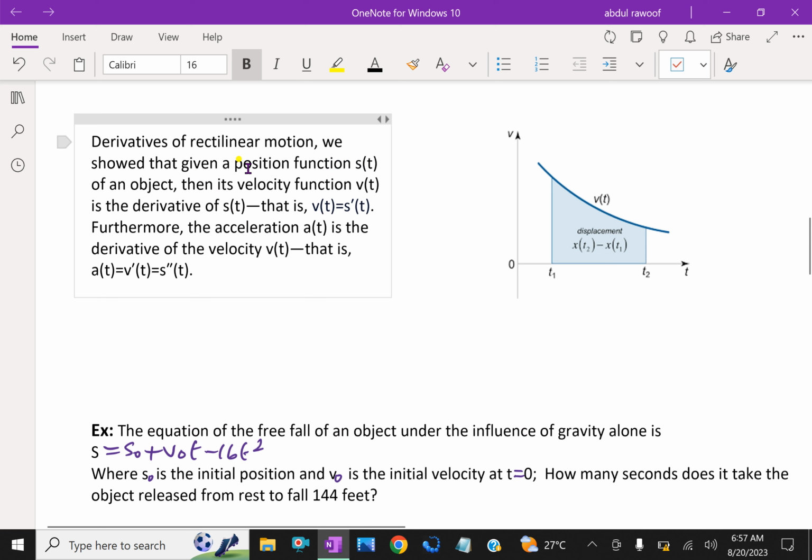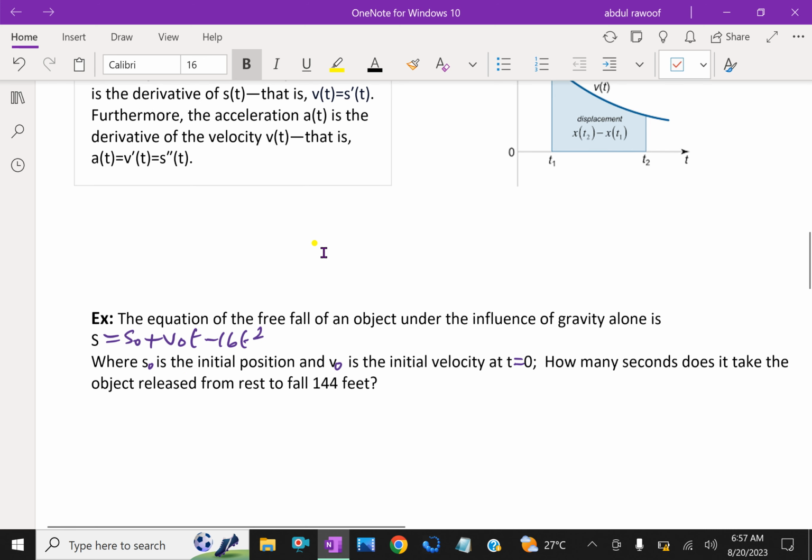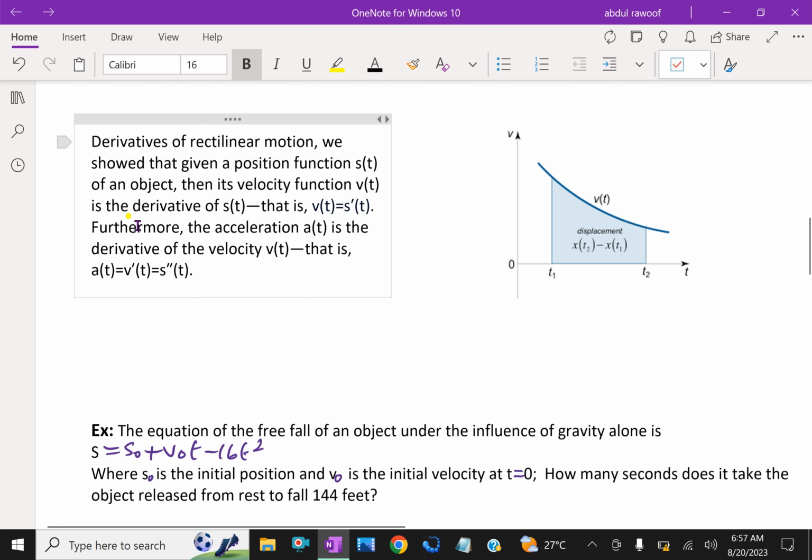Derivative of rectilinear motion, we showed that given a position function s of t of an object, then its velocity function v of t is the derivative of s of t. That is, v of t equals s dash of t, the derivative of s. Furthermore, the acceleration a of t is the derivative of the velocity v of t, that is, a of t equals v dash t or s double dash t.